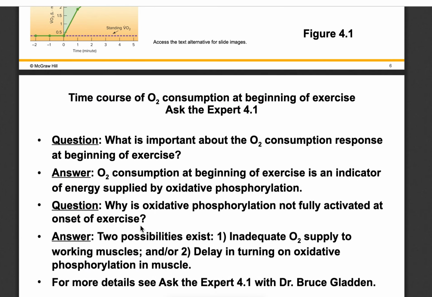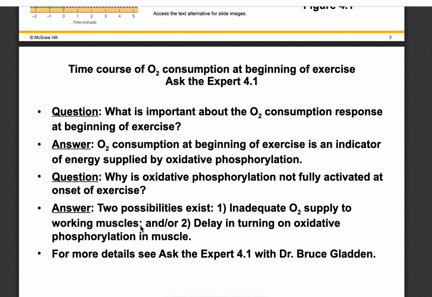And so there are a lot of questions that come up about the time course of O2 consumption, and they're here with some answers. Look at those and make sure you understand them. Let me know if you have questions on it. But really, it's asking questions like, why is oxidative phosphorylation not fully activated at the onset of exercise? Well, inadequate O2 supply, so maybe there's just not enough oxygen around those areas for that to happen, or a delay in turning those on, so just kind of ramping up.